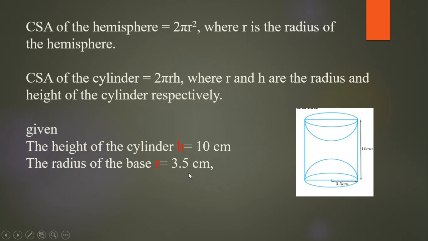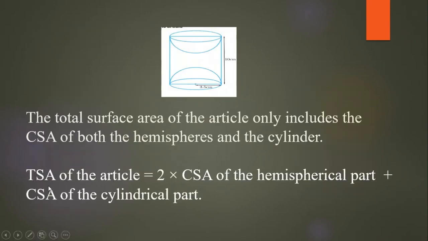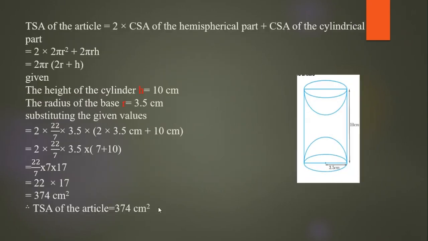Again, I have mentioned the given values. When we are able to remember all these values with units, it is easy for us to apply in the given formula. Now according to this conclusion, what we have written, total surface area is equal to 2 into curved surface area of the hemispherical part plus curved surface area of the cylindrical part. Now I am taking the same thing.